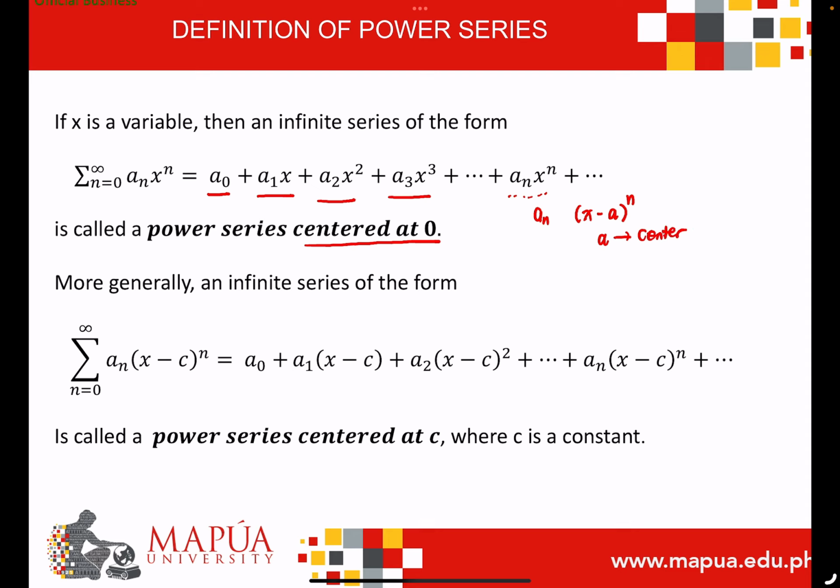More generally, an infinite series of the form summation of a sub n times x minus c raised to n, equal to a sub 0 plus a sub 1 times x minus c plus a sub 2 times x minus c squared, and so on and so forth until a sub n times x minus c raised to n, is called a power series centered at c, where c is any constant. So this is derived from Maclaurin's, while the center at c is derived from the Taylor's polynomial.